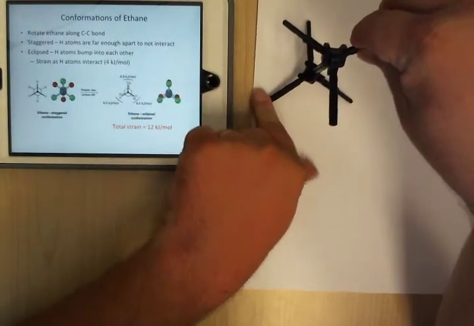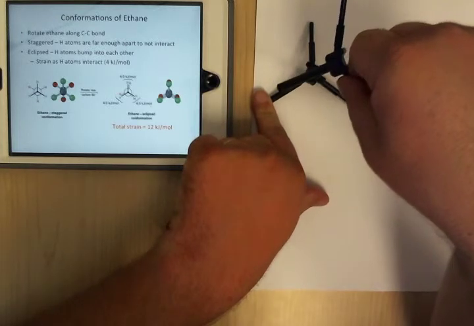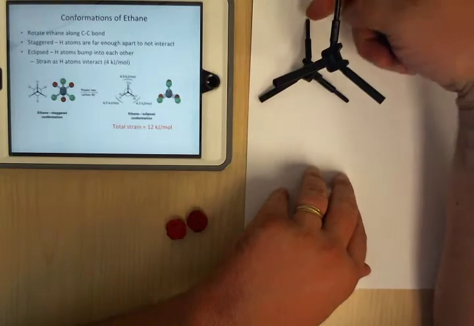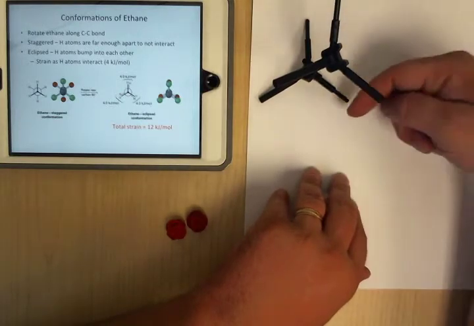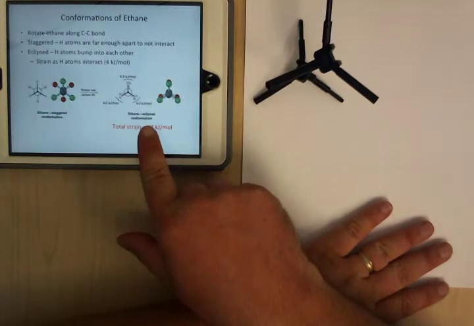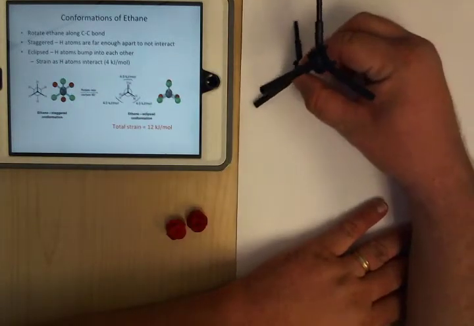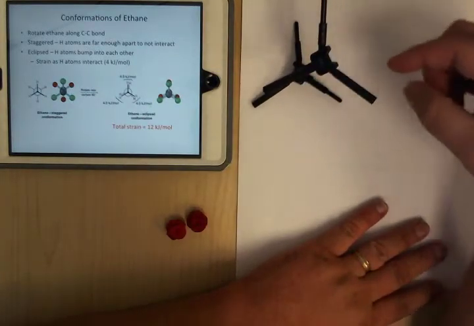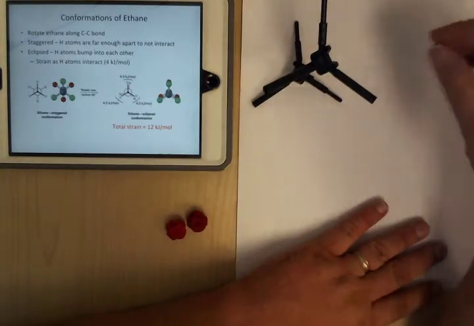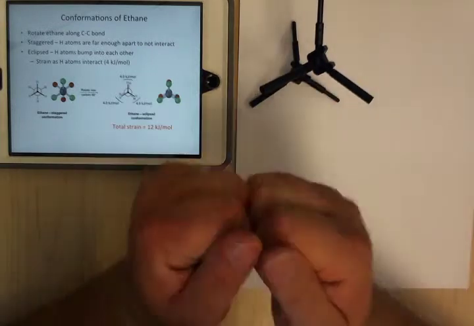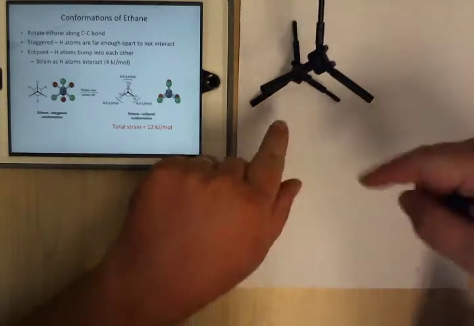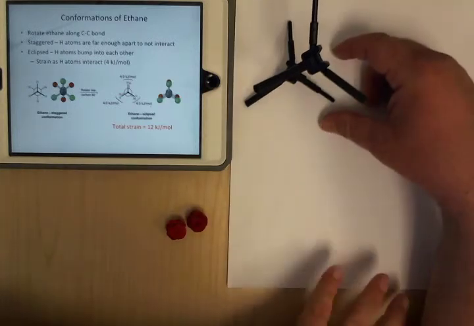But we said these can rotate, so sometimes they're going to be right on top of each other. In this form, you're going to get some interactions here, here, and here. Each one of those is worth 4 kilojoules per mole. If you add them up, it would be 12 kilojoules per mole of total strain. Strain means two groups knocking heads. You just add up each of the individual contributions to get the total.